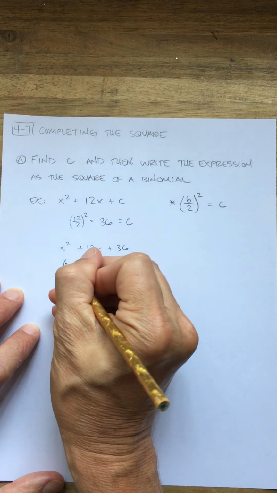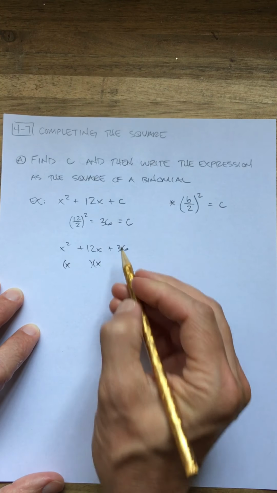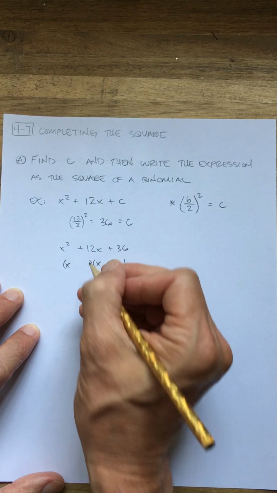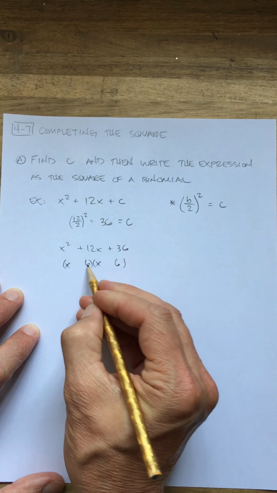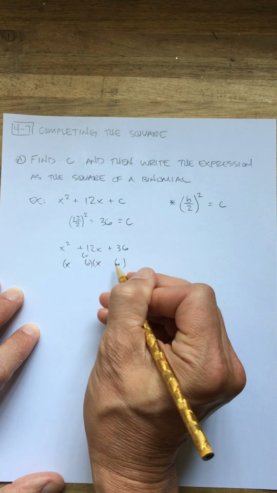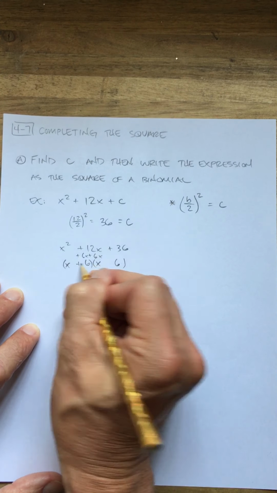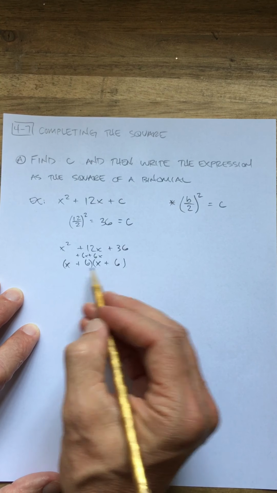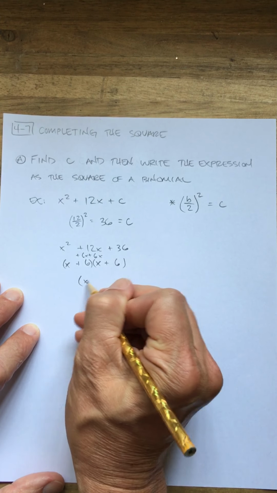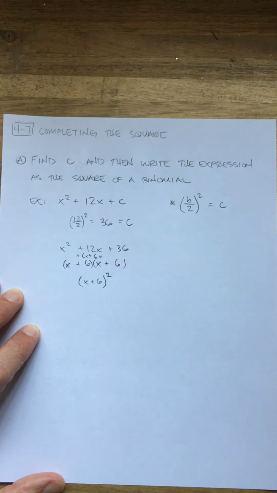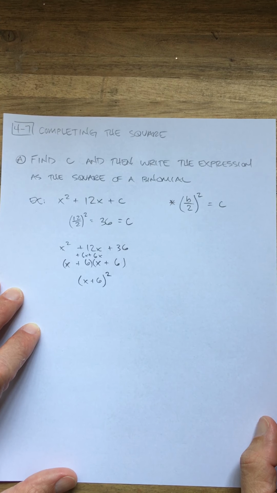All right, so x times x. This times this gives me 36. Well, 6 times 6. Okay, 6x. X times 6 is 6x. I add them together and I get 12x, right? So plus and plus. Notice it's x plus 6 and x plus 6. Well, that's x plus 6 squared, okay? That's how we write the expression as the square of a binomial. All right, but I'm going to show you the shortcut.